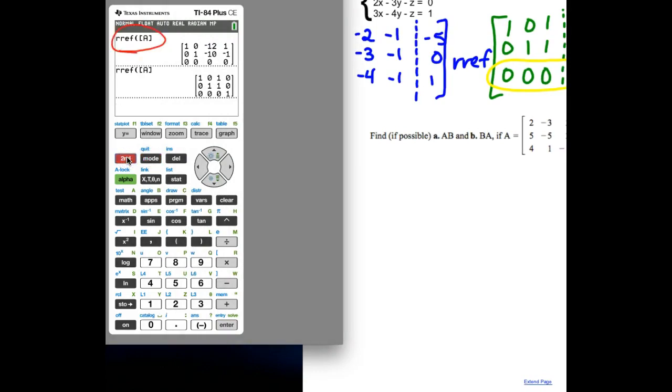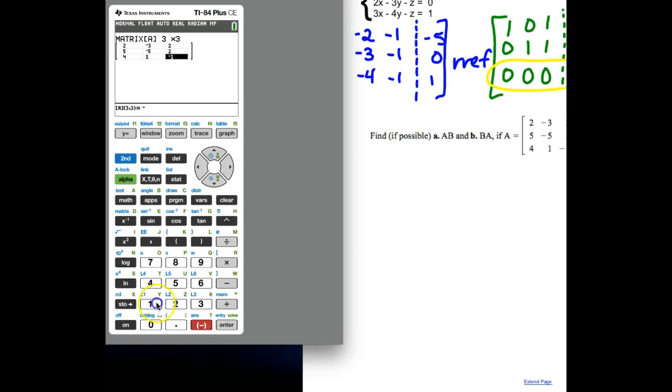All right, so let's go under our matrix again. We're going to edit. Our matrix now is a 3 by 3. The first matrix has 2, -3, and 2 for a first row. Second row, 5, -5, and 2. And the third row is 4, 1, and -1. Okay, that is matrix A.